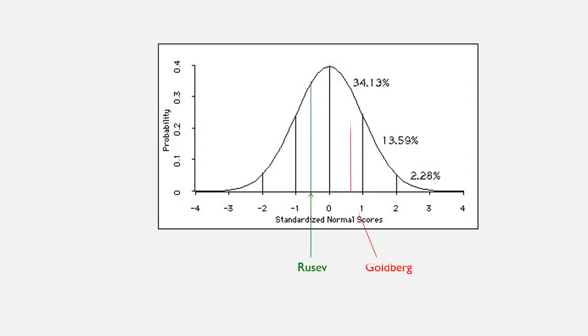Once again, visualizing where these relative scores are, you can see that Goldberg is situated to the right of the mean and Rusev is situated to the left. Think about why it's a little bit distinct now that we're dealing with a score that's below the mean and above the mean in terms of what the last step is to calculate the scores between them.